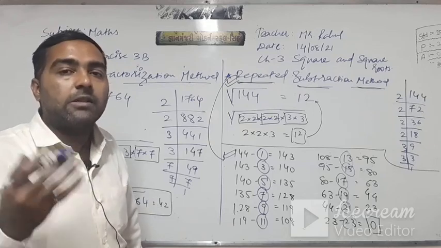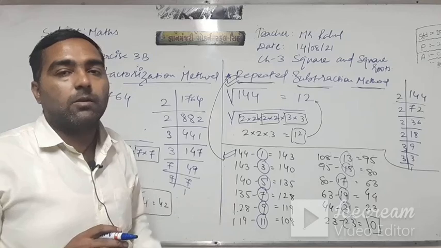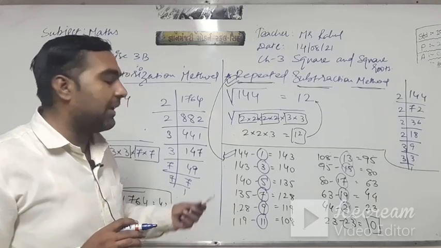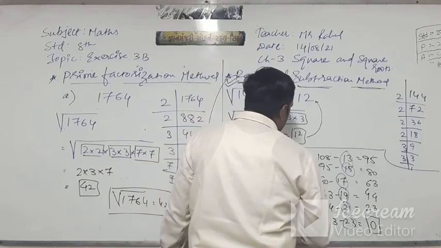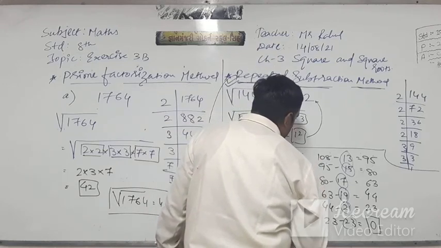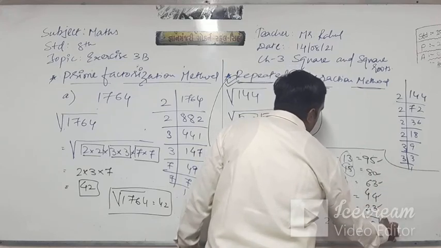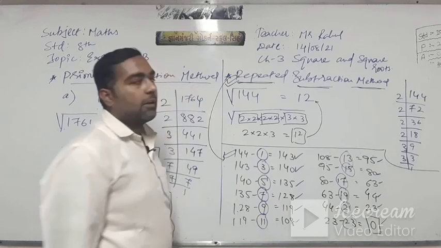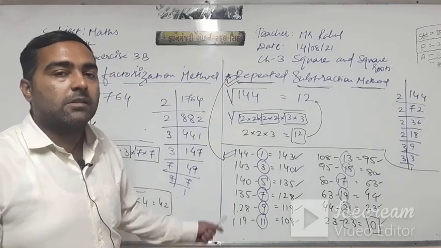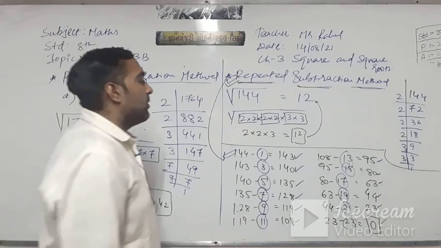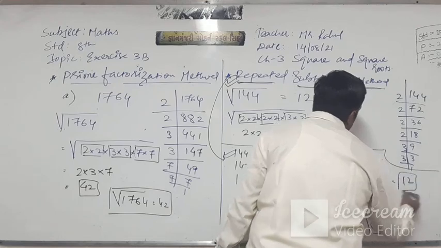So in how many steps did we get the answer equal to 0? There are 1, 2, 3, 4, 5, 6, 7, 8, 9, 10, 11 and 12, so 12 steps we have taken. At the last of the 12th step, my answer comes as 0. So there are 12 steps, so my answer is 12, okay.